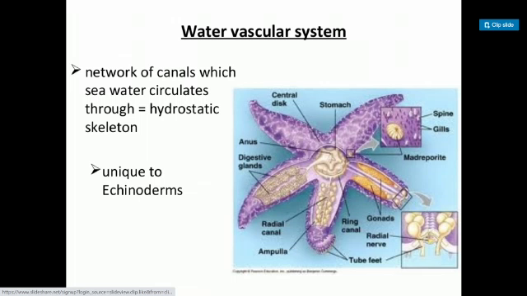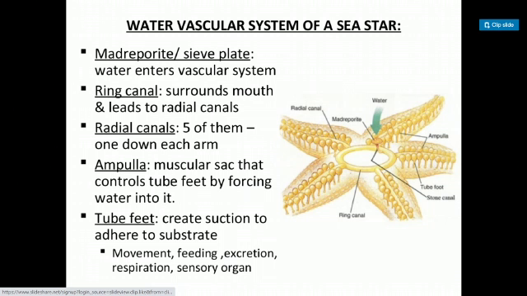Their water-vascular system consists of a network of canals through which seawater circulates. So you can say that they have a hydrostatic type of skeleton, and this hydrostatic skeleton is a unique character of echinoderms. Their water-vascular system also contains the madreporite or sieve plate through which water enters the vascular system. It also has a ring canal which surrounds the mouth and leads to the radial canals. The radial canals, 5 of them, are on the underside of each arm.